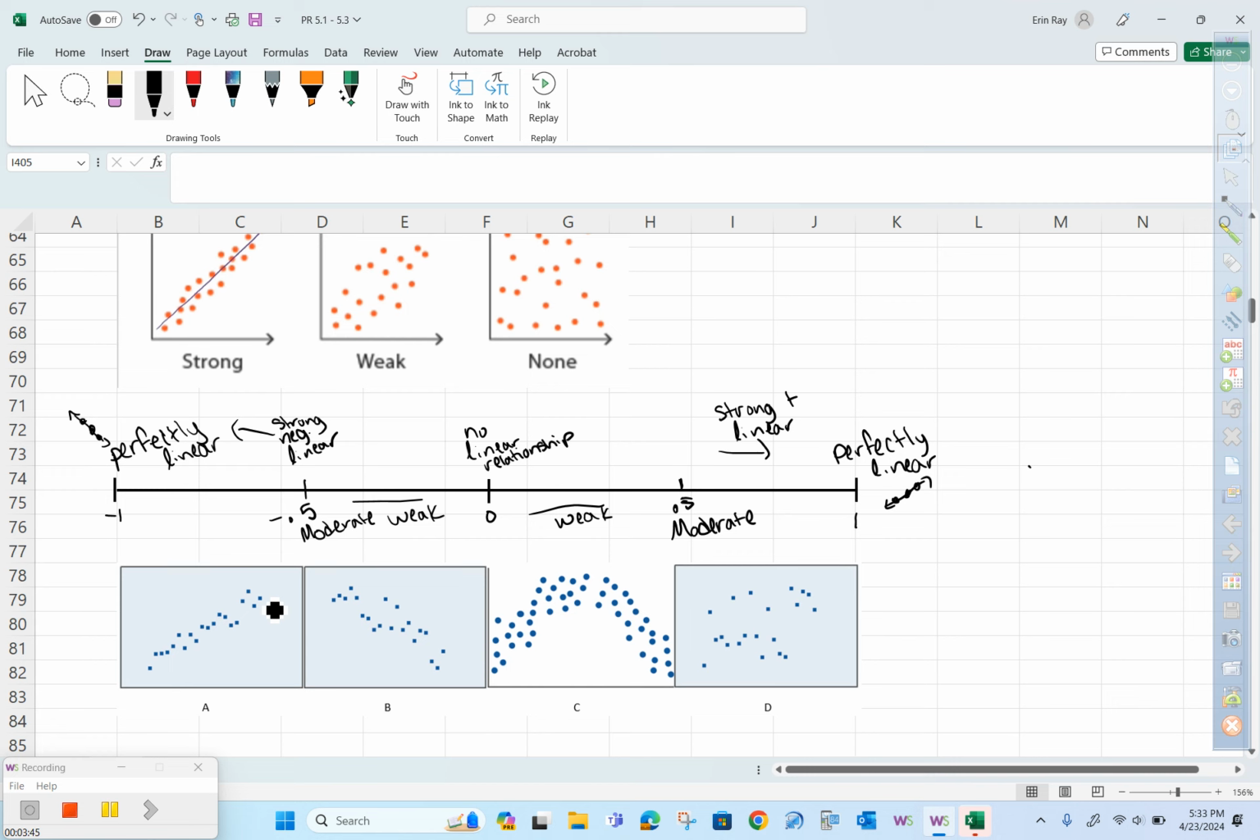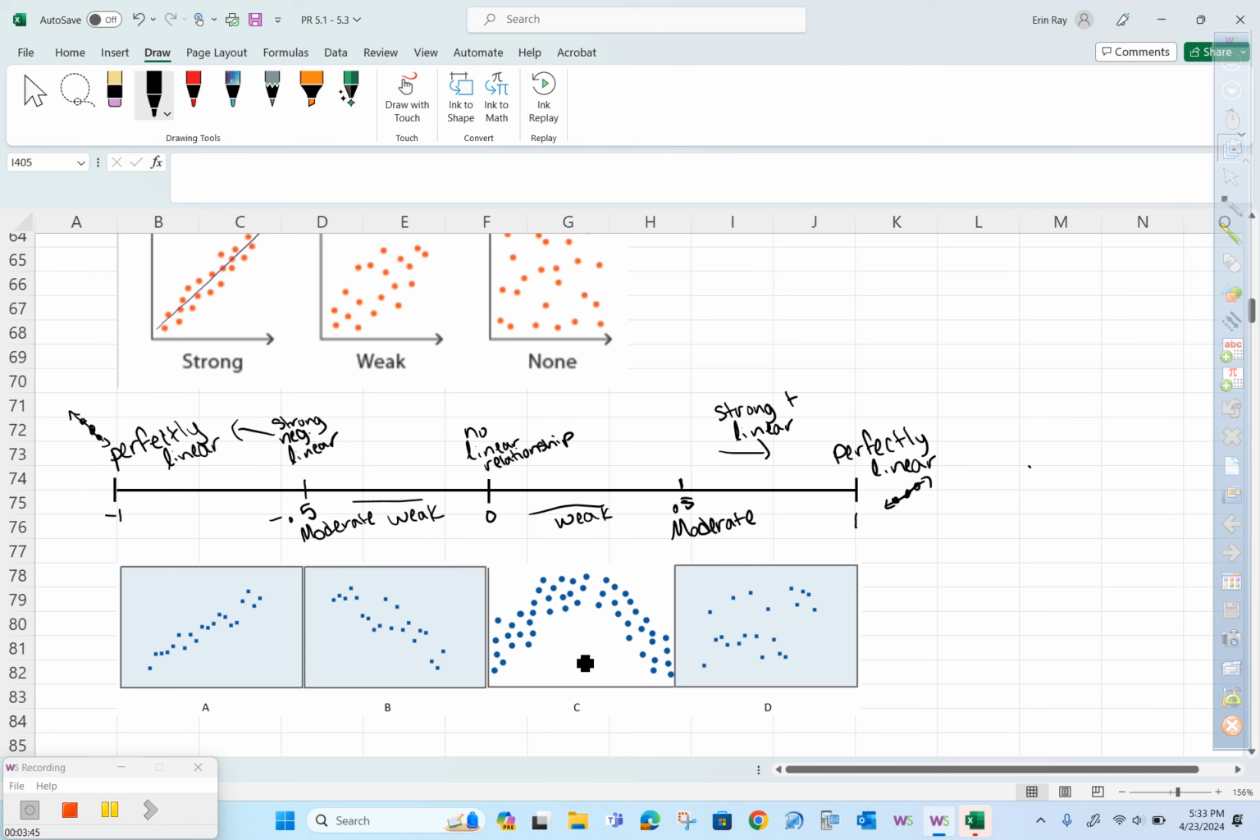B is not quite as strong as the first one, and negative. So it's not as close to -1, but it is on that side. Stronger than moderate. C is not linear at all. That looks more like a parabola, so we're putting it near 0.